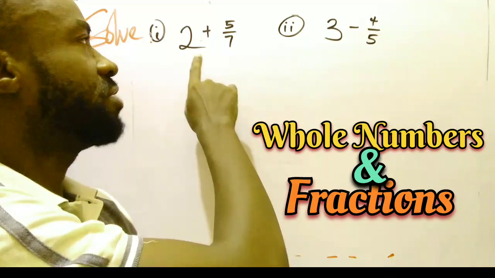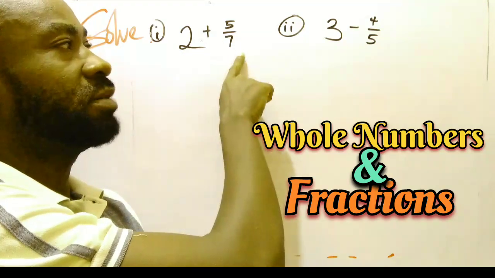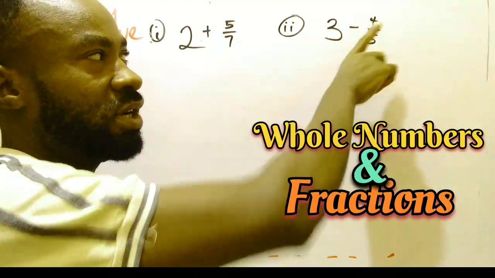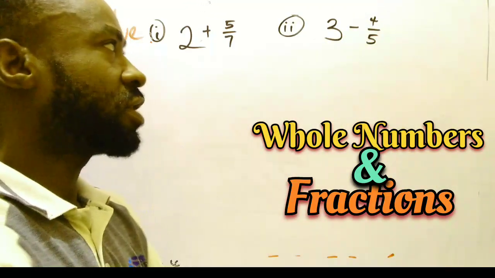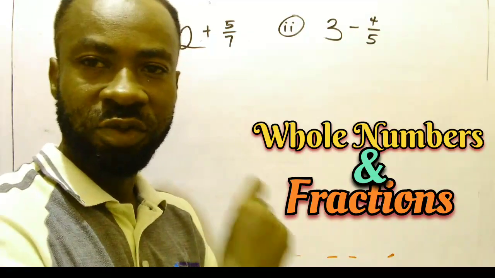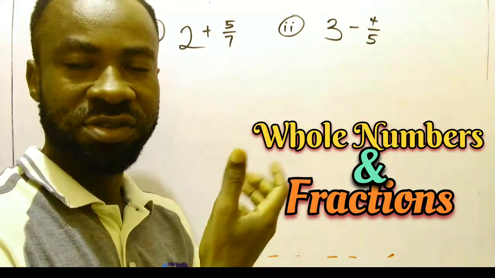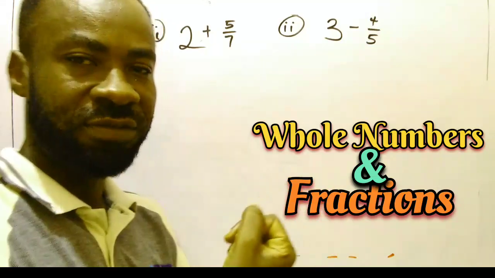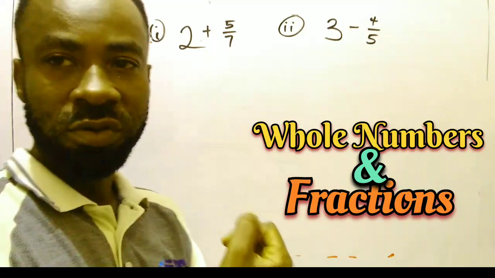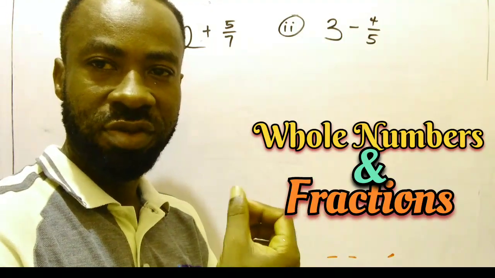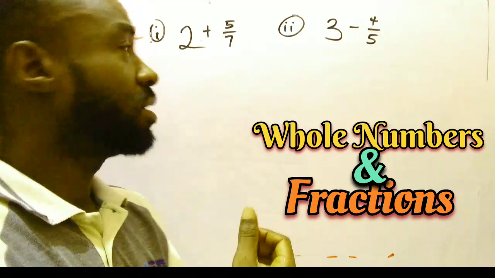Okay, so the first one, you can see that we have a whole number being added to a fraction, and the second, a whole number subtracting a fraction. Now, how do we solve a question like this? How do we explain it to students in grade 4 and 5? Before we do that, I'll first give you a trick you can use to solve that, okay?